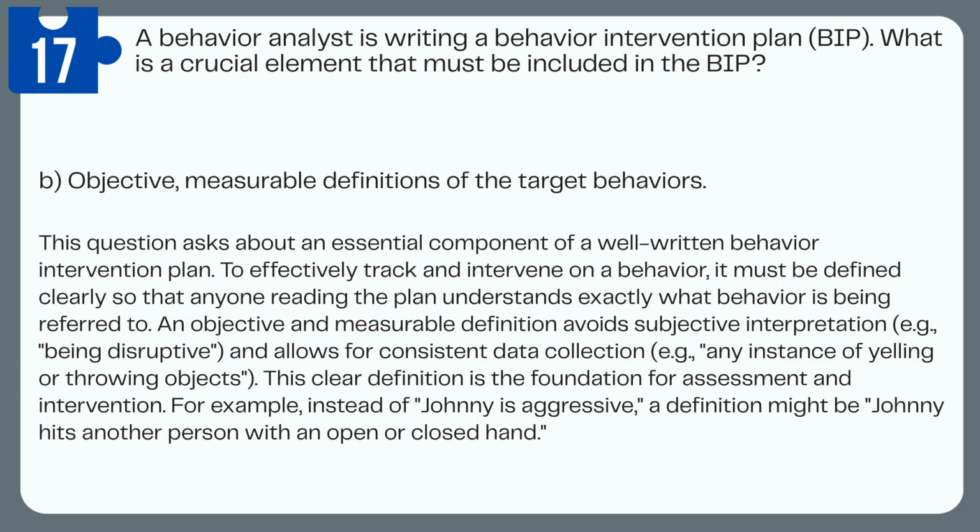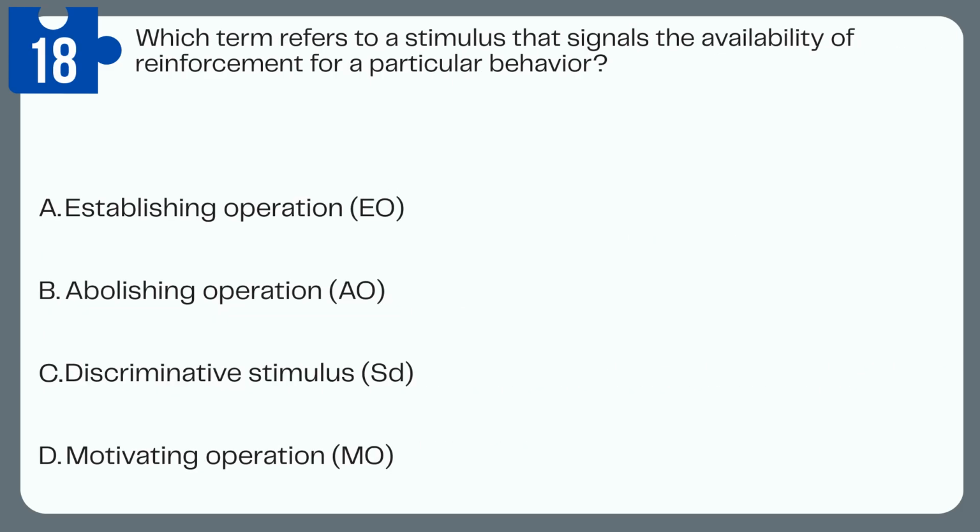An objective and measurable definition avoids subjective interpretation, for example "disruptive," and allows for consistent data collection, for example any instance of yelling or throwing objects. This clear definition is the foundation for assessment and intervention. For example, instead of "Johnny is aggressive," a definition might be "Johnny hits another person with an open or closed hand." Question 18. Which term refers to a stimulus that signals the availability of reinforcement for a particular behavior?